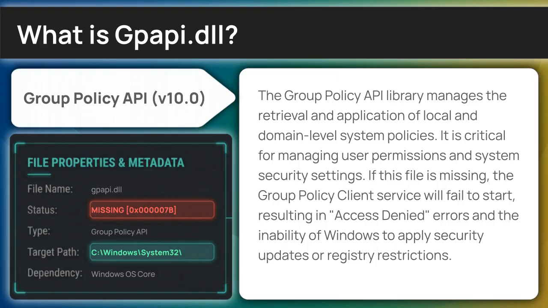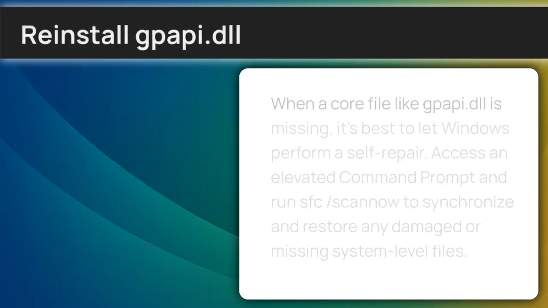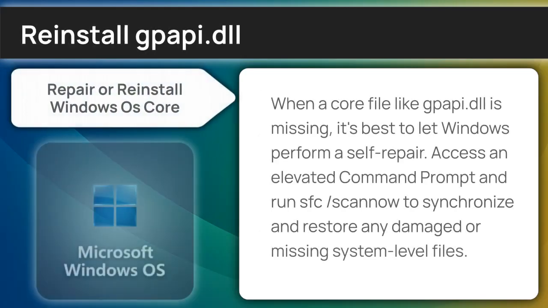Now that you're up to speed on the file's role, let's begin the repair process. When a core file like Group Policy API DLL is missing, it's best to let Windows perform a self-repair. Access an elevated command prompt and run sfc /scannow to synchronize and restore any damaged or missing system-level files.